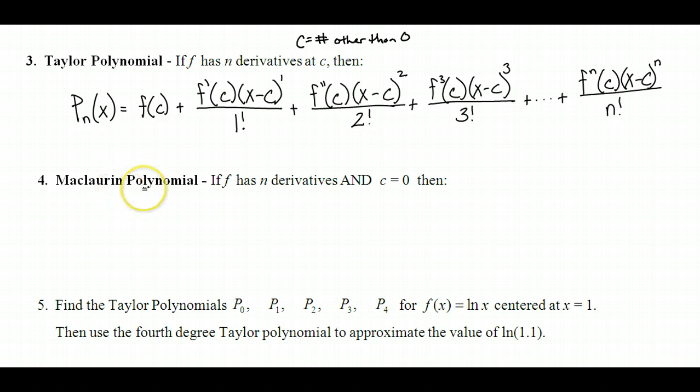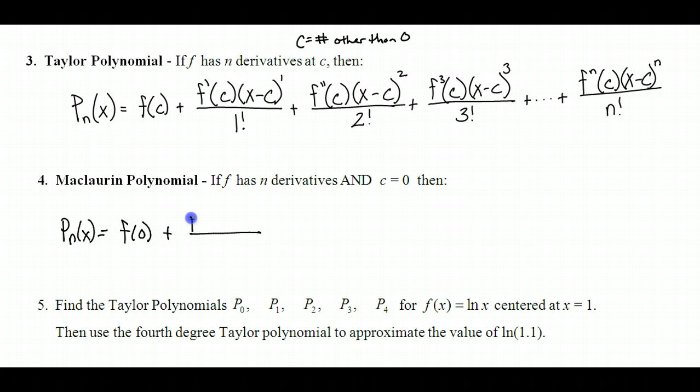Well, a Maclaurin polynomial is just a really specific type of Taylor polynomial. And again, you're going to have a function, you have to be able to take n derivatives of your original function. But in this situation, c has to equal 0, so you're centered about 0. Then for our Maclaurin polynomial, specifically, instead of having a c, you're just going to have a 0 there. So what is your original function at 0?